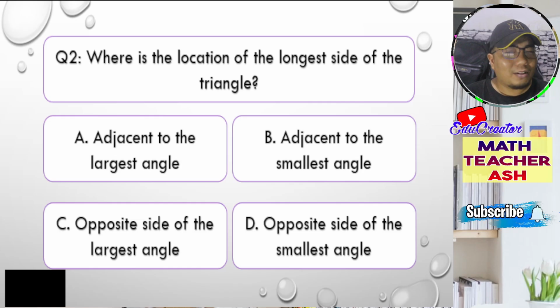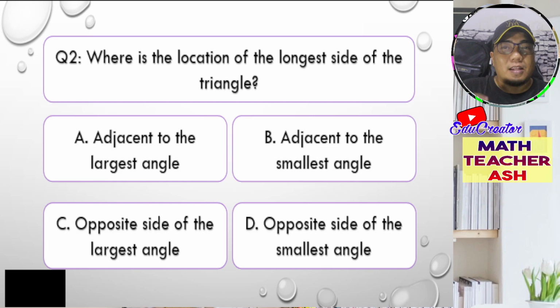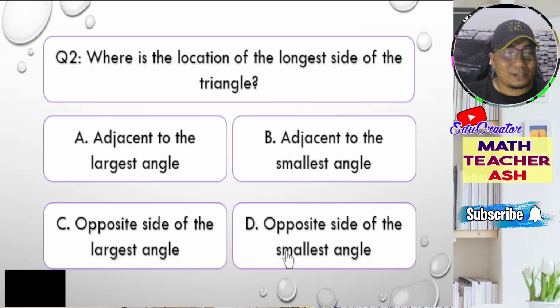Alright, math learners, another easy question we have here because in terms of the relationship of the angles of a triangle and its sides, always remember that the bigger the angle, the opposite of it is also the longest side. So therefore, the smaller the angle, we also have the shortest side opposite of it. So the correct answer for this question, very good, is letter C. Talking about the longest side, then we will have its opposite as the largest angle.